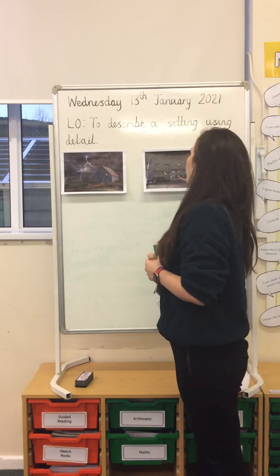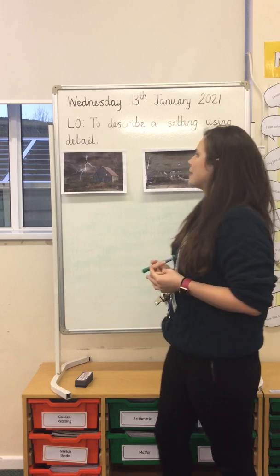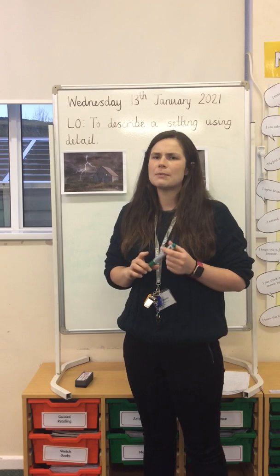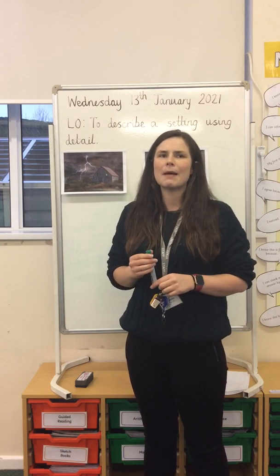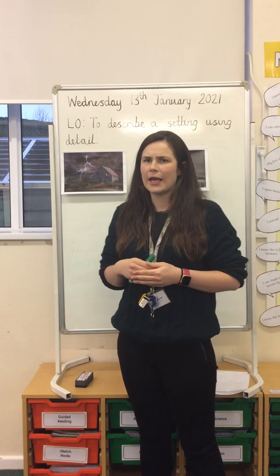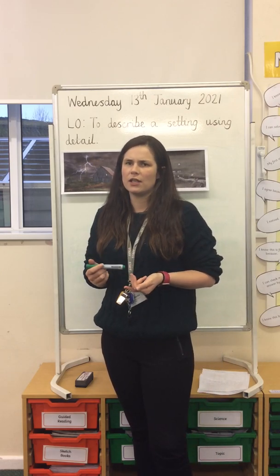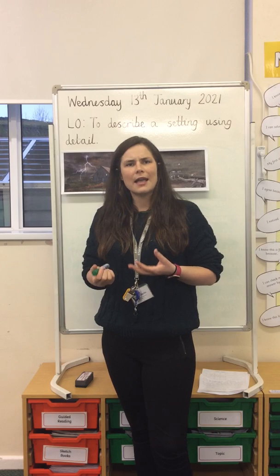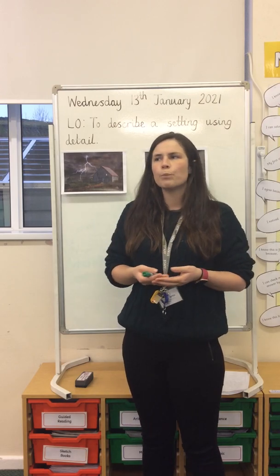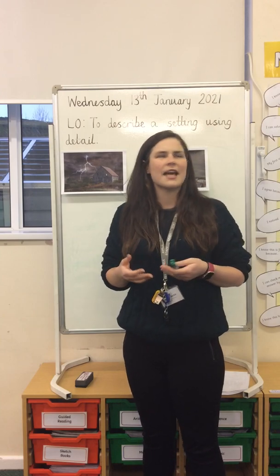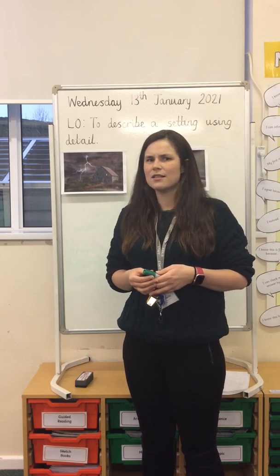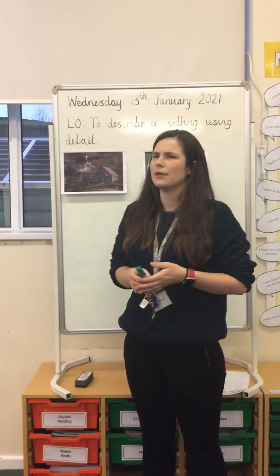Okay, so we are describing a setting using detail. Now there's some key skills I want to talk to you about. The first one is personification. We learnt about it a few years ago and we haven't really revisited it yet. Personification is when you make an inanimate object sound like a person. So for example, I could say the stars danced in the night sky, because stars don't really dance. I'm making them sound like a person.